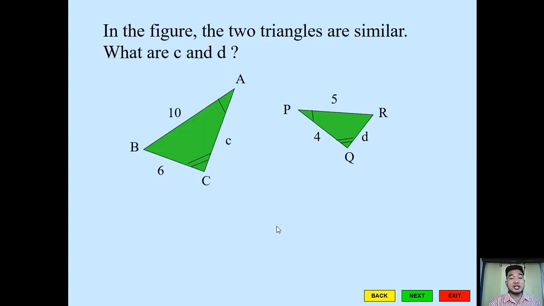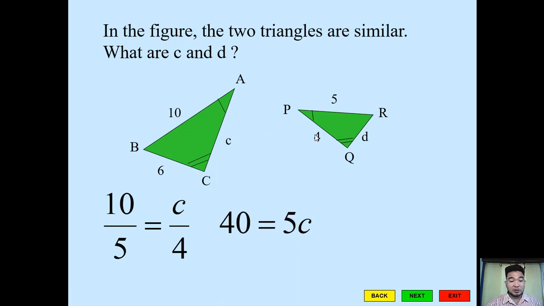In the figure, the two triangles are also similar, where this side corresponds to here, and this side, C, the unknown variable, corresponds to this side with the measurement of 4. So we are going to solve for C here. So we may use 10 over 5 is equal to C over 4. Then by cross multiplying, you will have 10 times 4 is 40, and 5 times C is 5C. Solve for C, divide the whole equation by 5. So C is equal to 8.